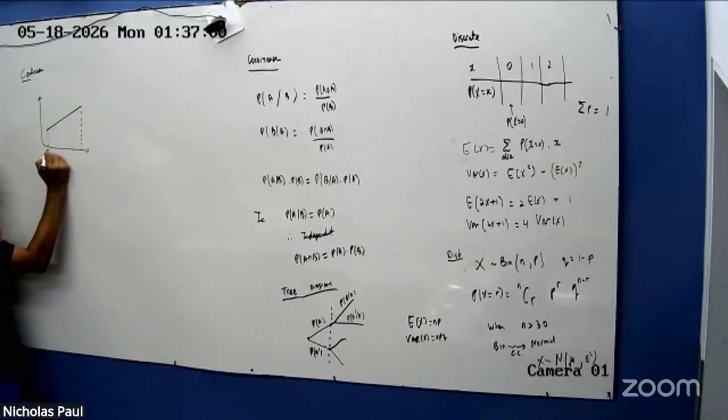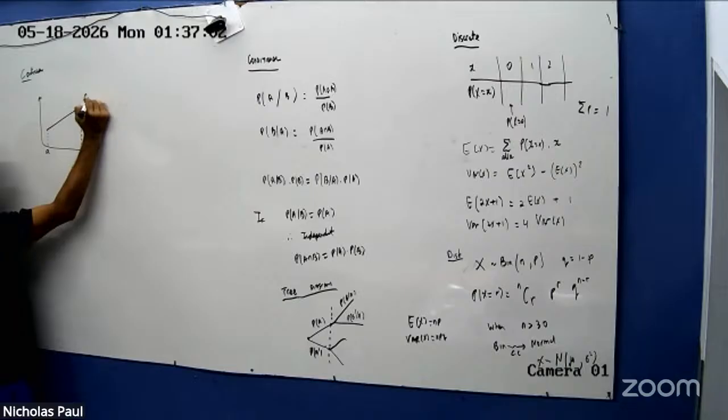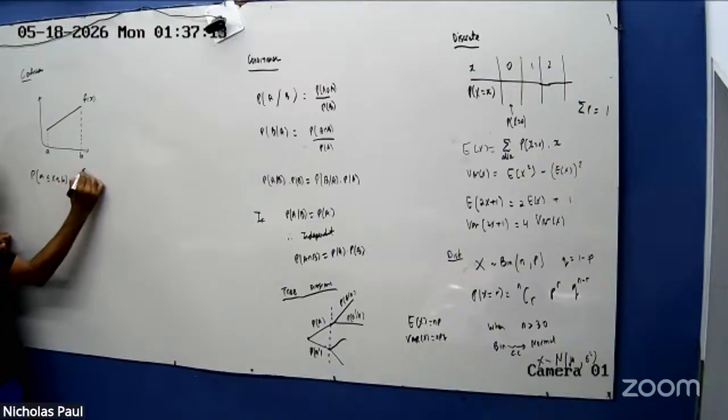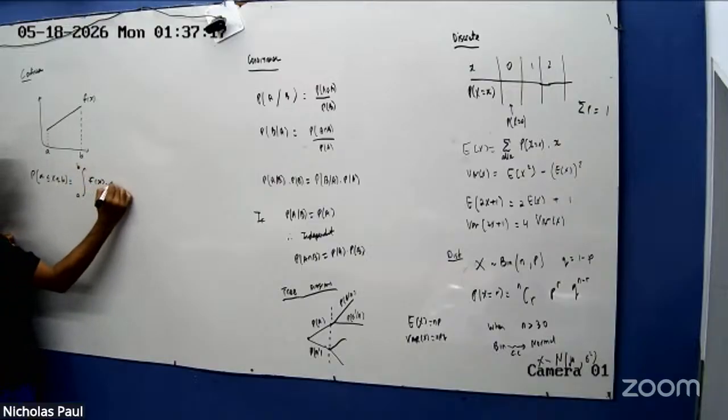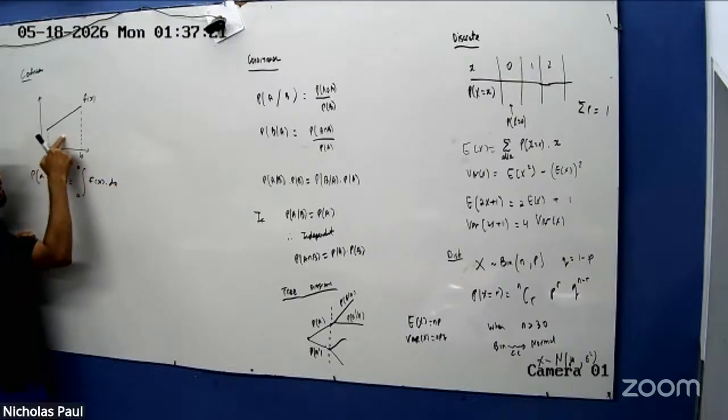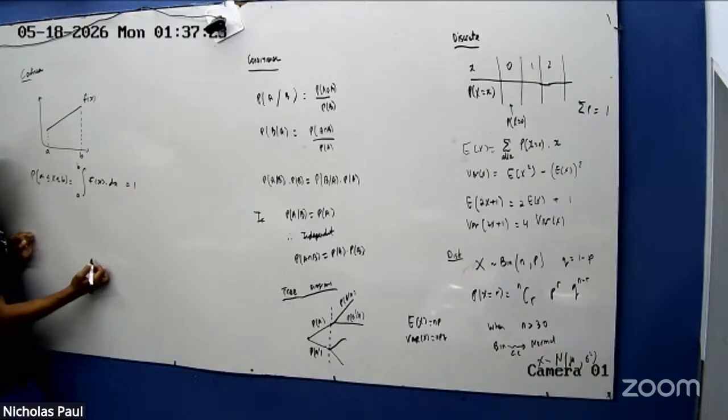All right, here's A and B. I give you a function f of x, and I say find the probability between A and B. All we have to do is integrate the function between A and B. What's the integral of this? The integral over the entire thing should be 1.